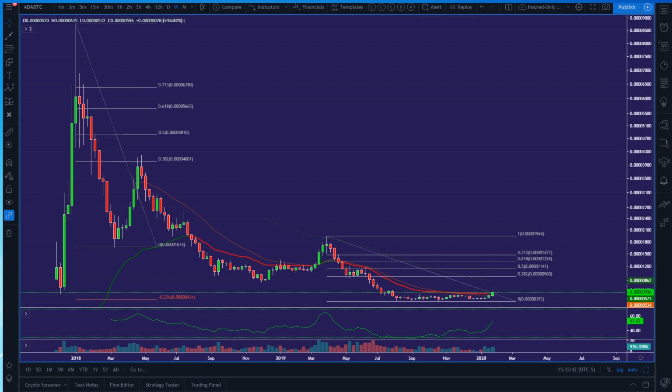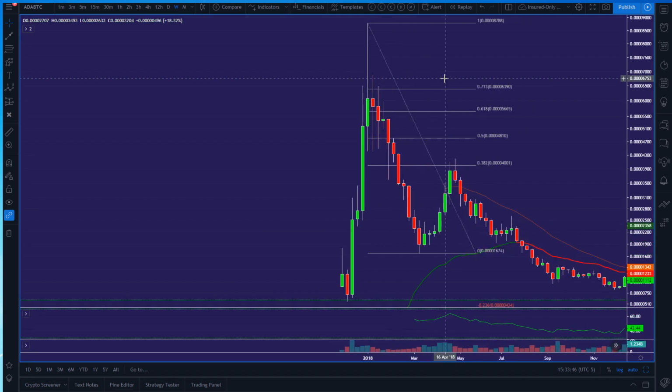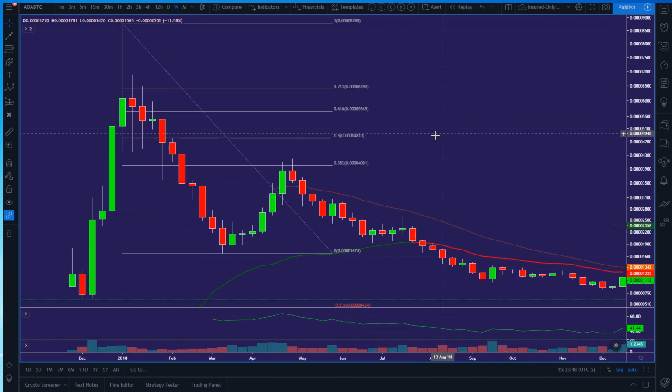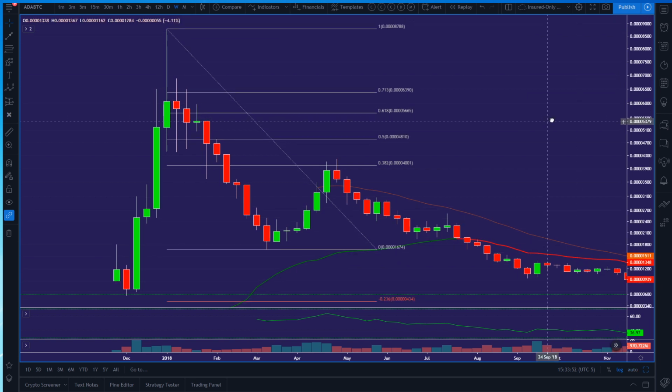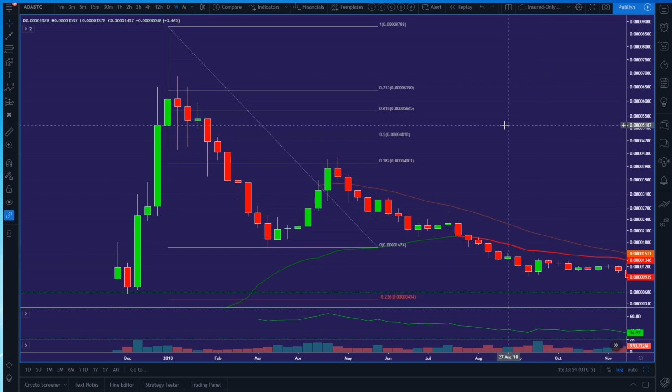All right, first things first. I'm looking at the weekly chart on Cardano, and I'm going to zoom out here and take a look at what happened right after Cardano was listed on Binance. All right, so first things first, we definitely had a dominant pivot up here.